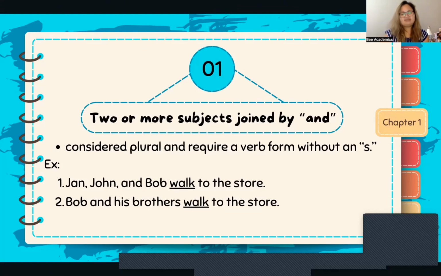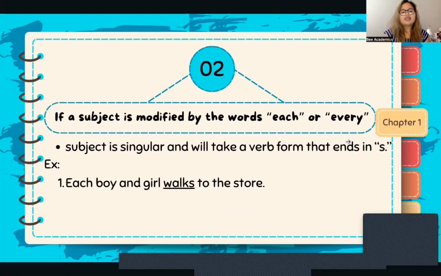So any subjects that are joined by the word and, we consider this plural, and we're going to use a verb without an S. Number 2, if a subject is modified by the words each or every, the subject is singular and will take a verb form that ends in S. For example, each boy and girl walks to the store. If a subject is modified by each or every, regardless of how many conjunctions or subjects the sentence seems to have, we will always use a verb that ends in S.